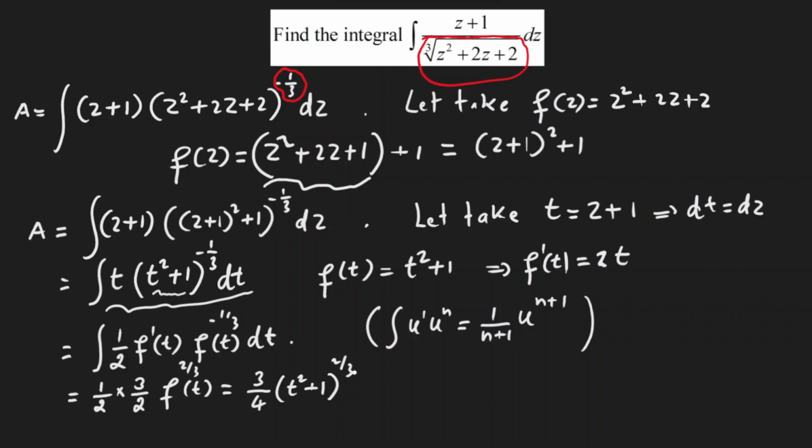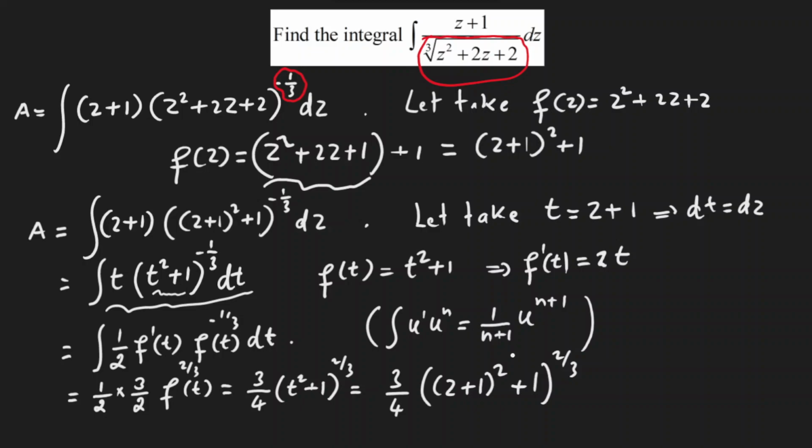But what is t? T was z plus 1. So we have finally 3/4 times z plus 1 squared plus 1 to the power 2/3. There you go. And that's how we solve this integral.